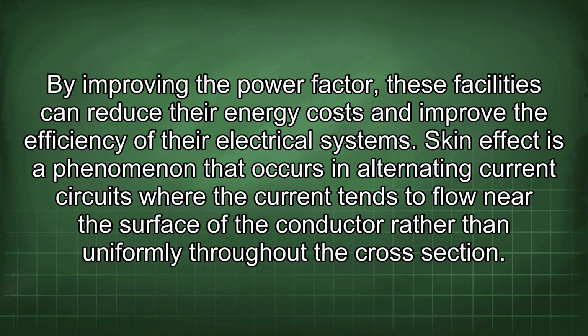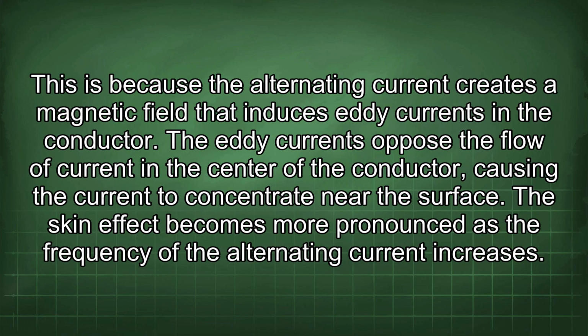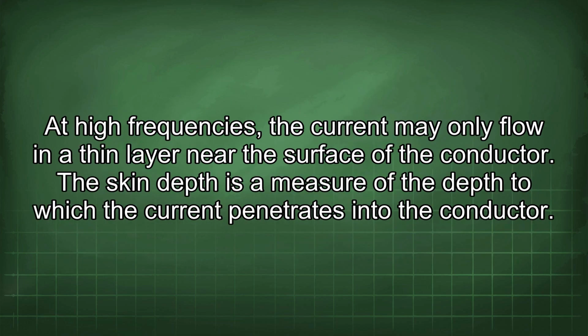Skin effect is a phenomenon that occurs in alternating current circuits where the current tends to flow near the surface of the conductor rather than uniformly throughout the cross-section. This is because the alternating current creates a magnetic field that induces eddy currents in the conductor. The eddy currents oppose the flow of current in the center of the conductor, causing the current to concentrate near the surface. The skin effect becomes more pronounced as the frequency of the alternating current increases. At high frequencies, the current may only flow in a thin layer near the surface of the conductor.